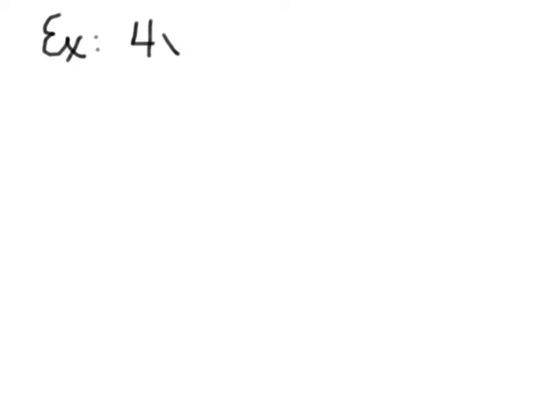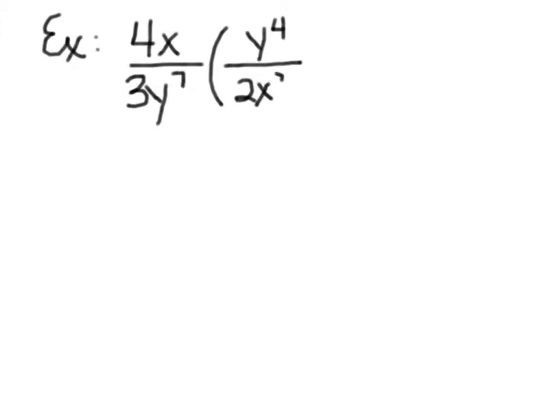Okay, 4x over 3y to the 7th times y to the 4th over 2x squared cubed. Now at this point, I would like you to distribute your cube into your parentheses, and don't multiply yet, and stop the video. And I would like you to write it down and try it yourself, and then when you've gone through that step, then start the video back.